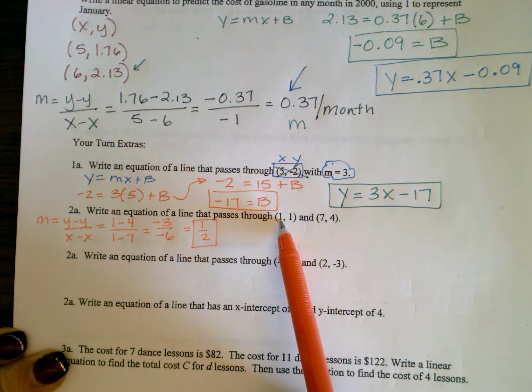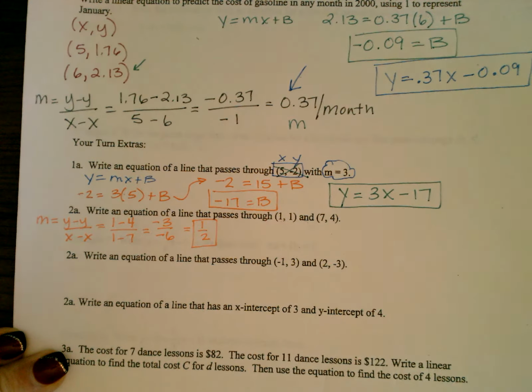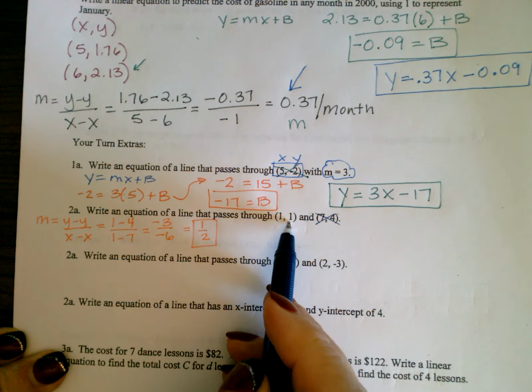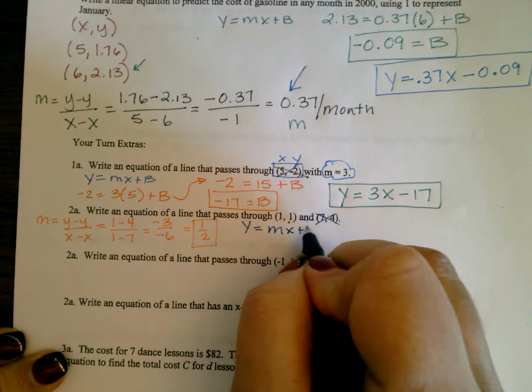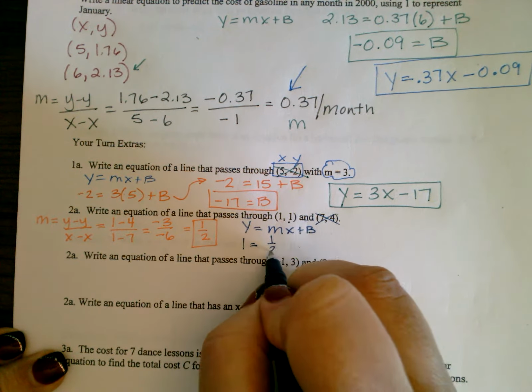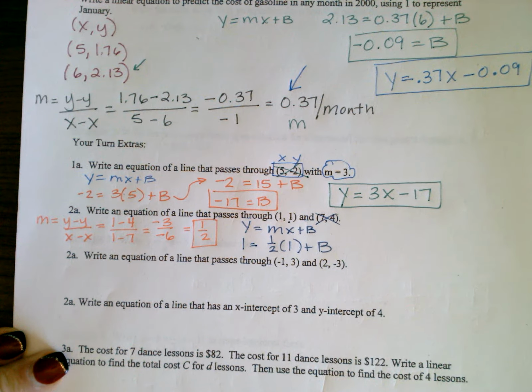You may choose either the first ordered pair or the second ordered pair. It does not matter. It won't change anything. I'm just going to pick the first ordered pair for no particular reason. I will substitute that into the equation. So y is 1. We have a slope of 1/2. X is 1. And I'm solving for b.